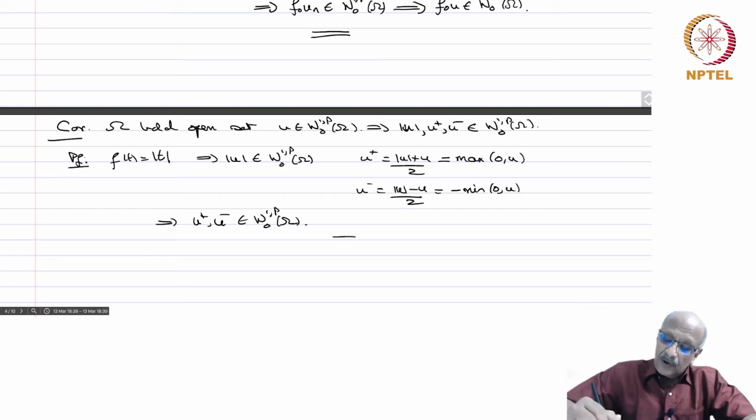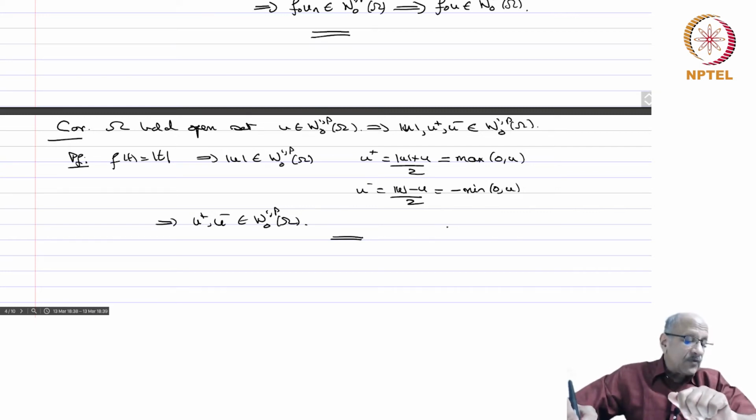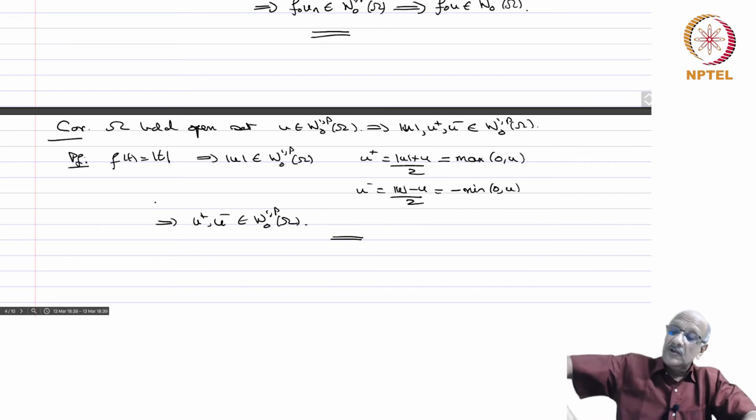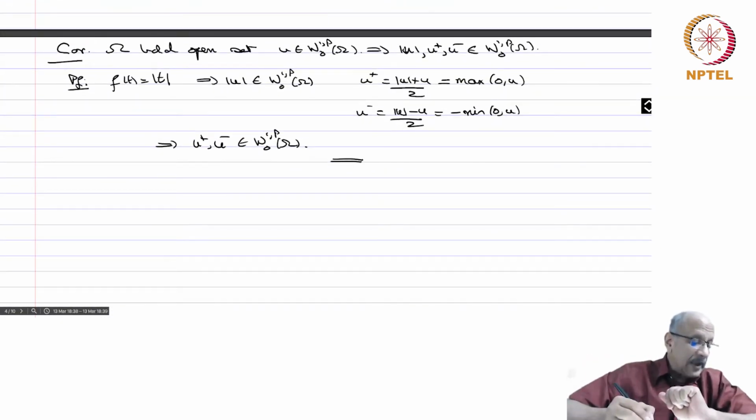This is a very important observation, though it is very simple to prove, that when you are studying second order partial differential equations, there are very important results called maximum principles, and the maximum principles come from the observation we have made in this corollary. So it is a very useful corollary which we have.